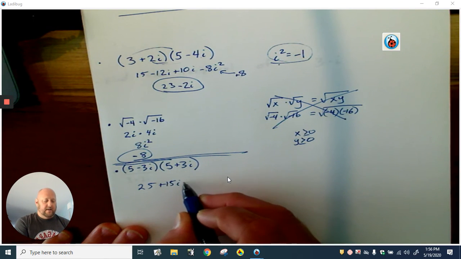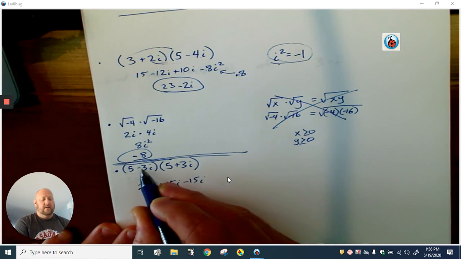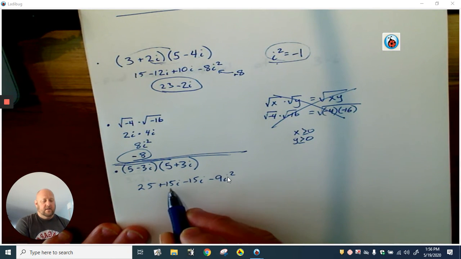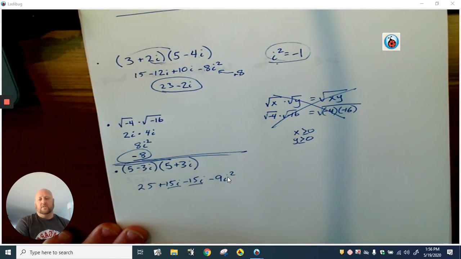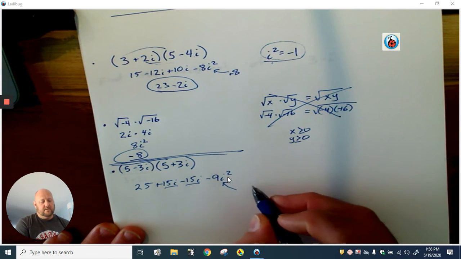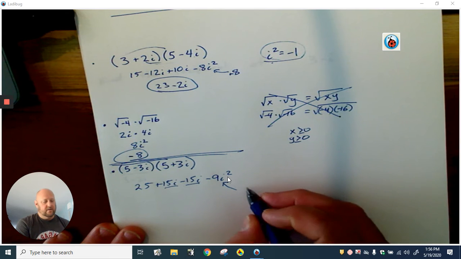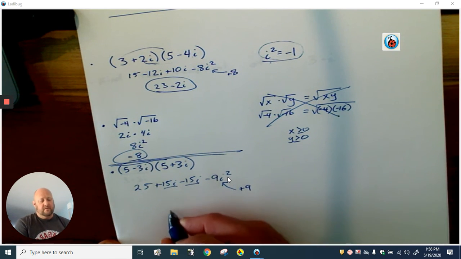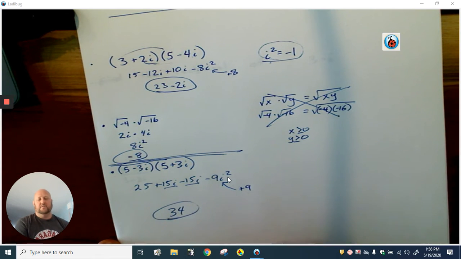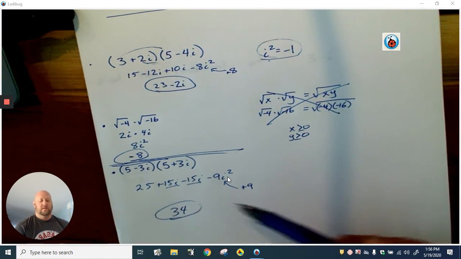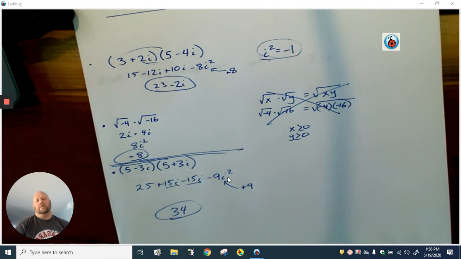Then we get a negative 15i. And then again, we get negative 9i squared. These two parts cancel each other out. And then again, because i squared is equal to negative 1, that's actually going to equal a positive 9. The final answer here is just 34. So we can multiply two imaginary numbers and get back to a real number.